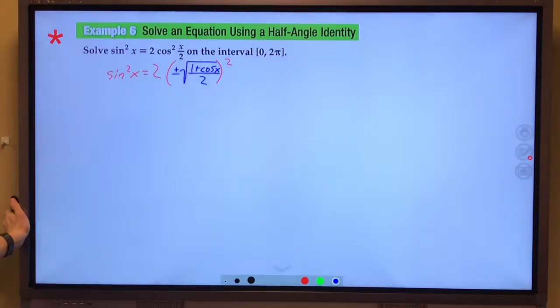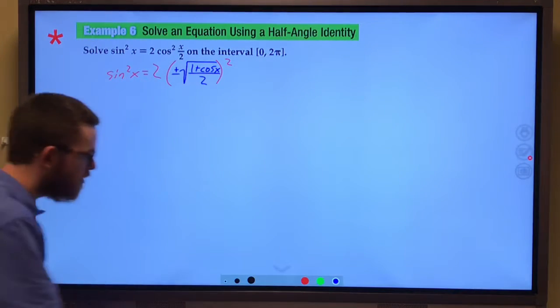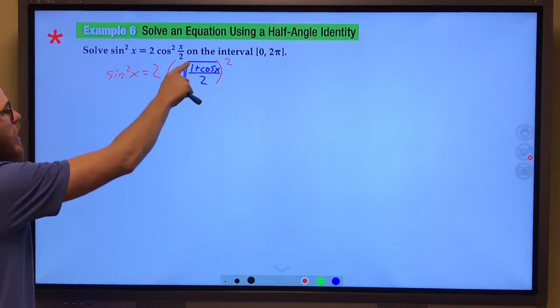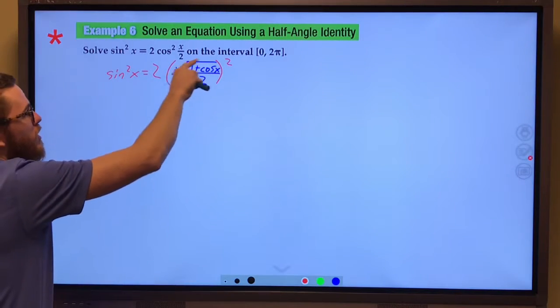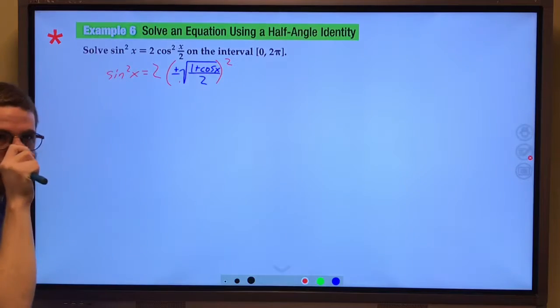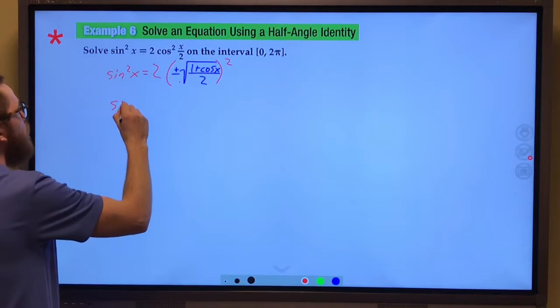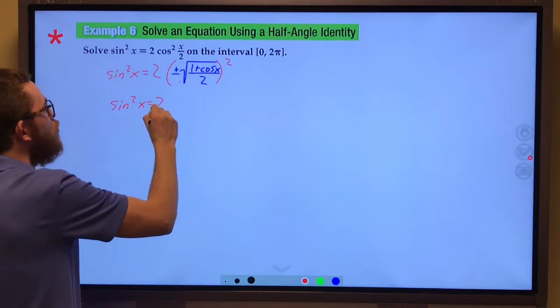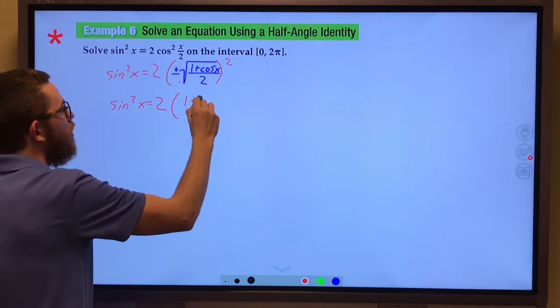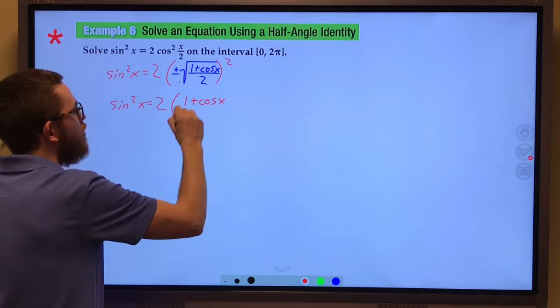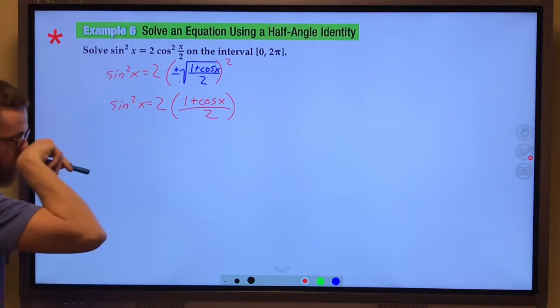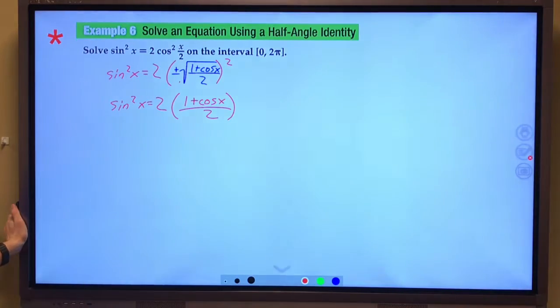Okay, so now we want to start simplifying this. Notice we've got stuff we're taking the square root of, but it's being squared. Well, the square root and squared cancel each other out. This is sine squared of x equals 2 times 1 plus cosine of x over 2. I know you see that. I know that makes sense.